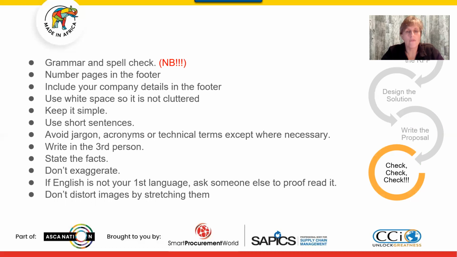If English is not your first language, ask someone else to proofread it. Make sure that someone's going to go through it, a second pair of eyes. English is my first language, and I still ask another person to proof these things before I send them off. Finally, don't distort the images by stretching them. Make sure you grab them at the corner and make sure that you keep the aspect ratio correct. So these are some of the tips in terms of checking your proposal.